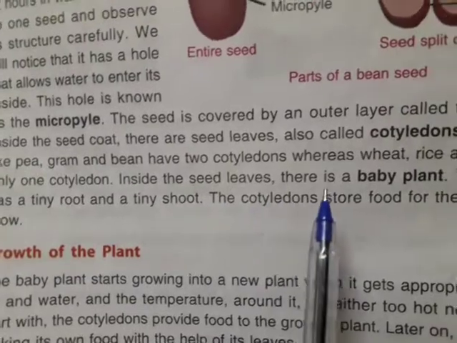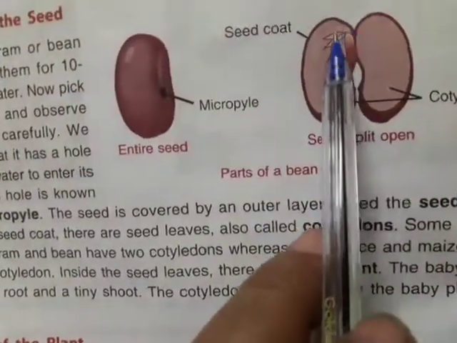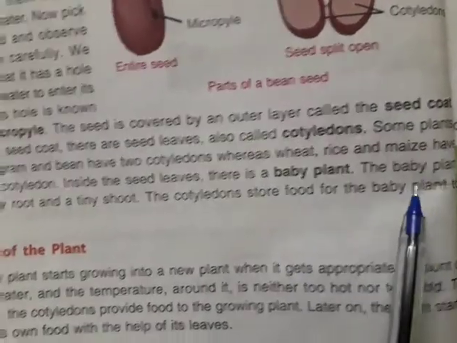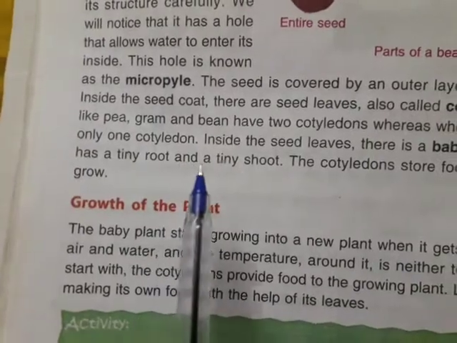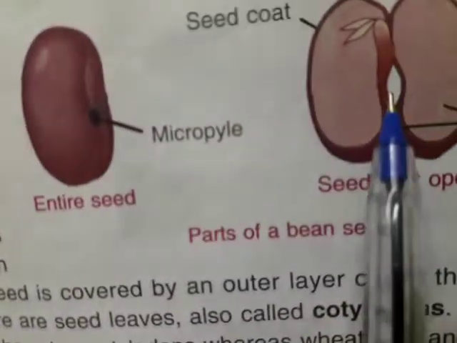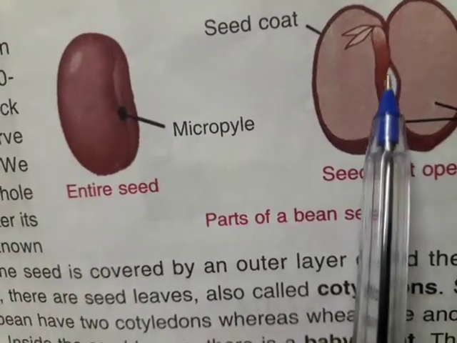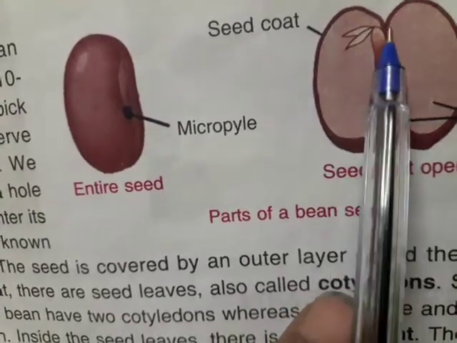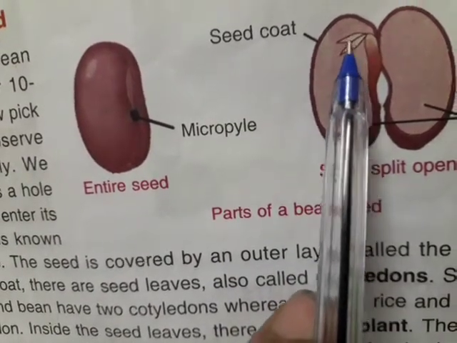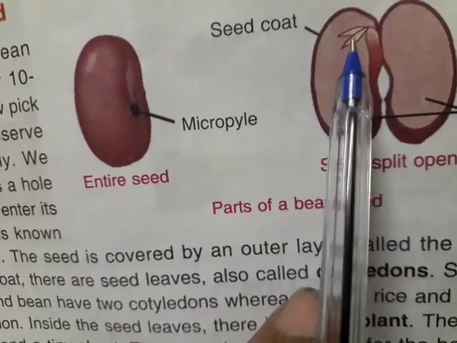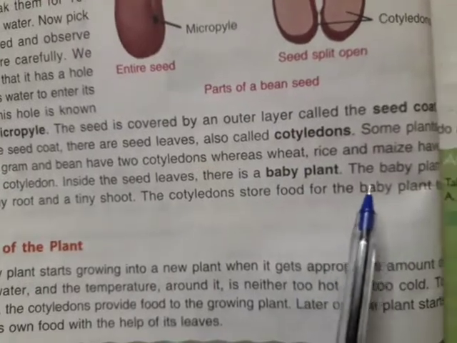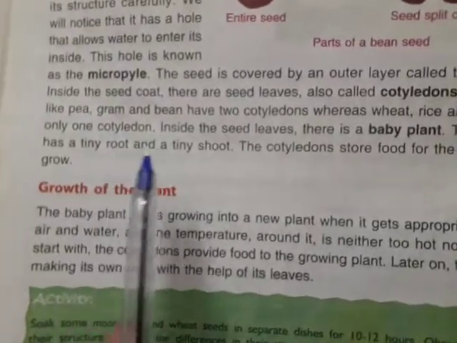Inside the seed leaves there is a baby plant. You see, this is the baby plant inside the seed leaf. The baby plant has a teeny root and a teeny shoot. Observe carefully that this part will grow underground, that is called the root, and this part of the baby plant will develop on the upper side of the soil, that is called the shoot. There are small leaves present here that will develop into the shoot.